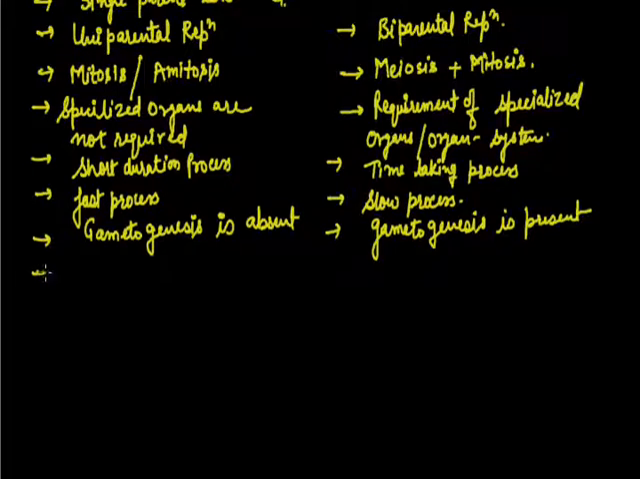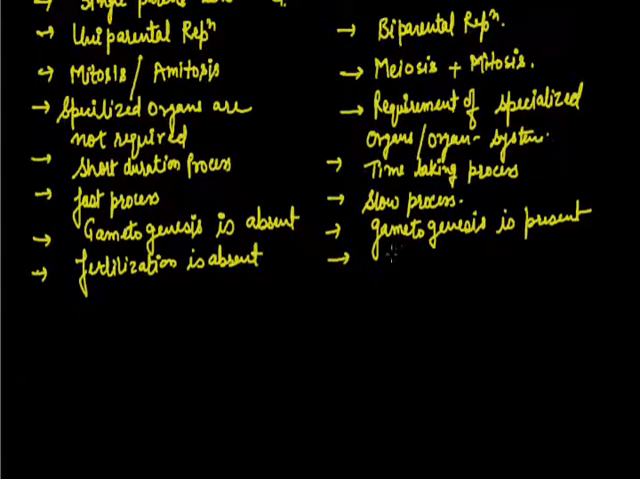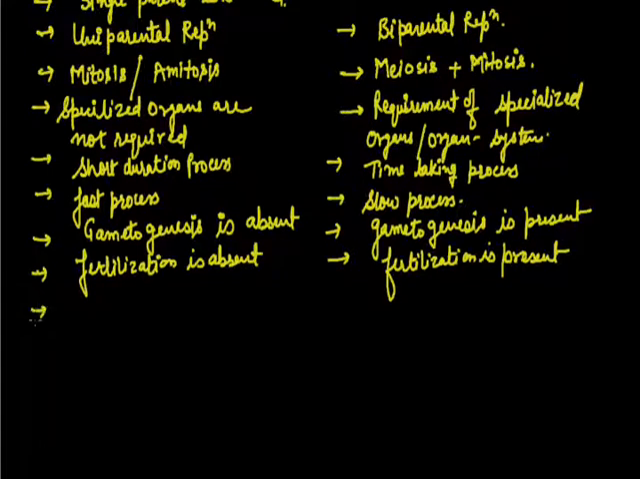The next one, there is no need of fusion of gametes. The fusion of gametes is known as fertilization. So the next step, fertilization, is also absent here, and again, this one is present here. After fertilization, an embryo is formed and embryogenesis takes place. So embryogenesis is also absent in asexual reproduction, while this one is present in sexual reproduction.